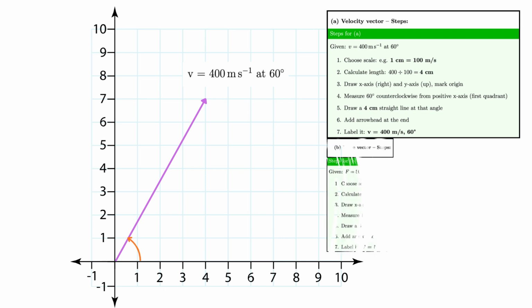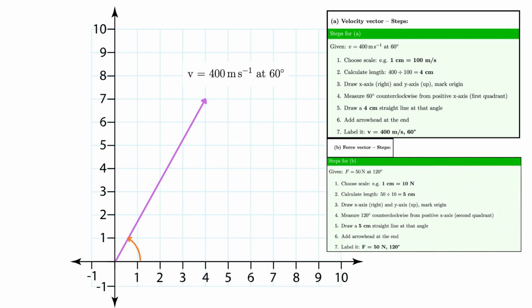Now, for B, force equals 50 newtons at 120 degrees to the x-axis. Pick a convenient scale. 1 centimeter equals 10 newtons. Arrow length equals 50 divided by 10 equals 5 centimeters. Step 1. Same axes and origin.